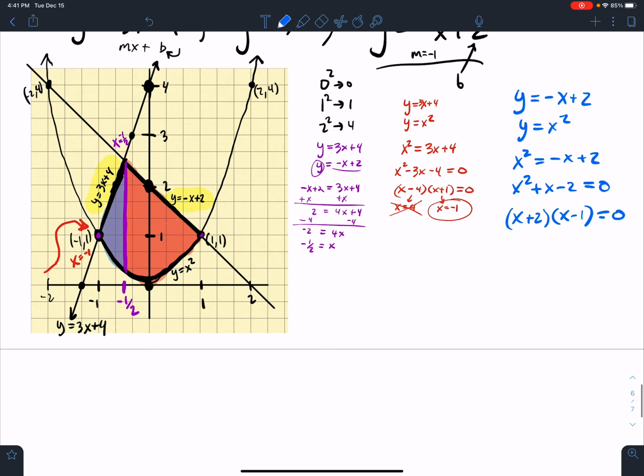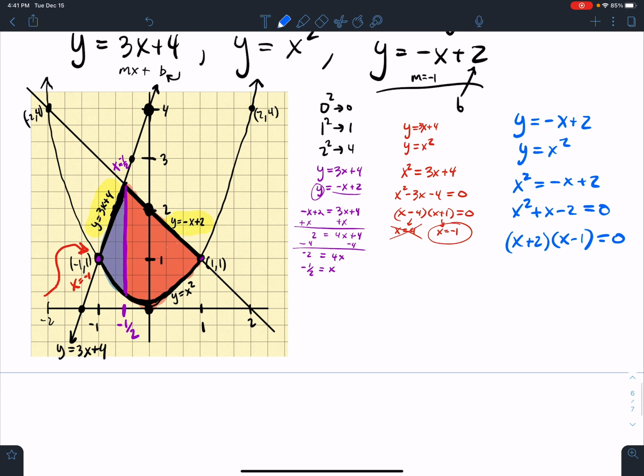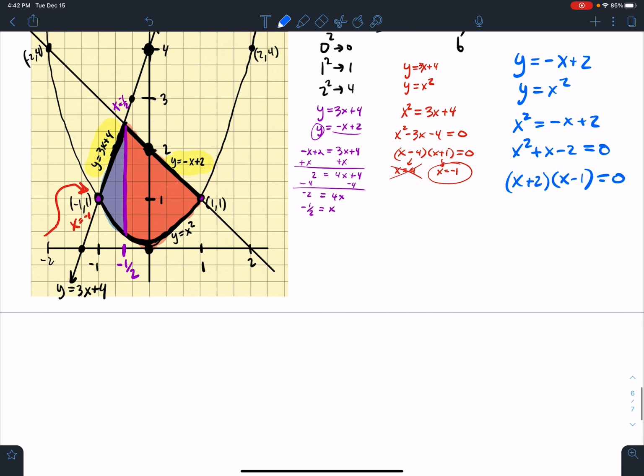If you're having trouble, if you forget how to factor, go back to a college algebra video on how to factor. I do a pretty good video explaining that if you're a little rusty on factoring. Factoring, you gotta know how to factor in math just like you gotta know the alphabet to read. Okay? Very vital.